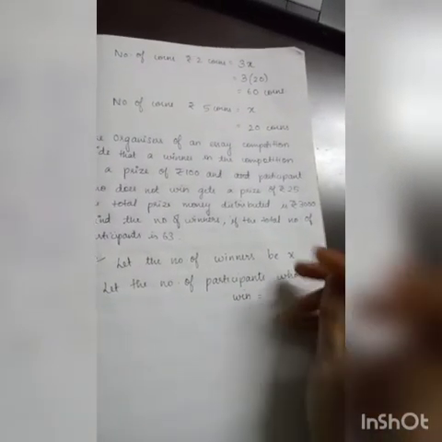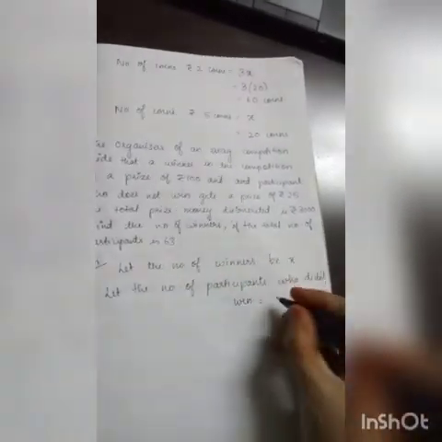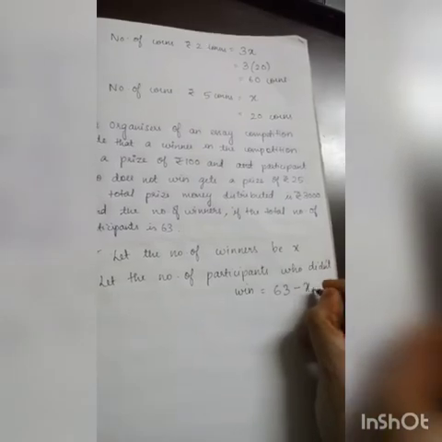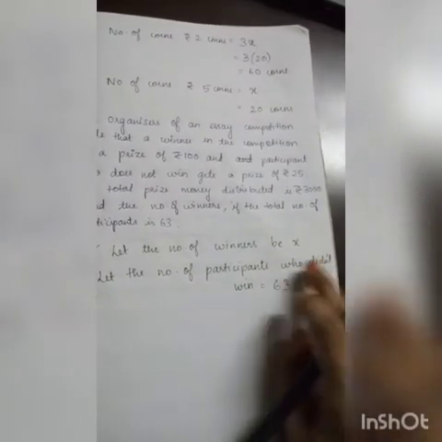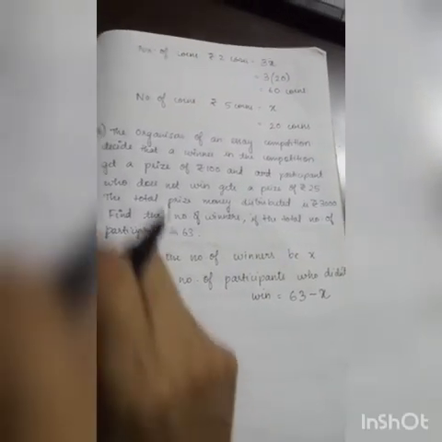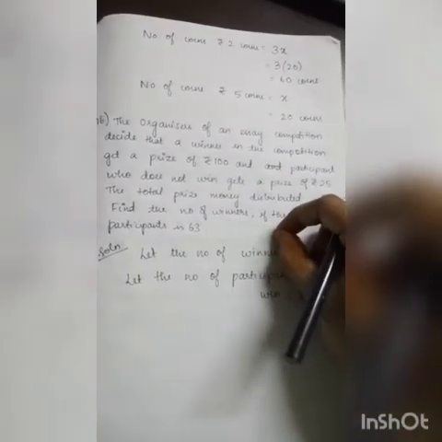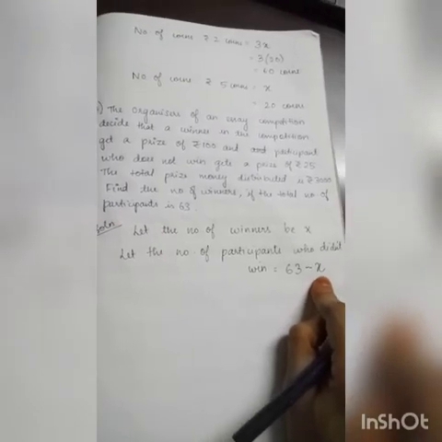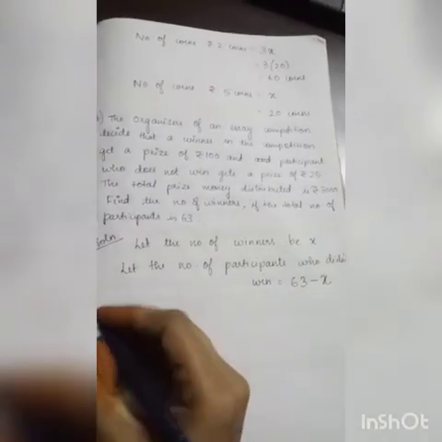How will you calculate? This is my total number of participants, 63. If you subtract the winners from the total number of participants, will you get the number of participants who didn't win? Yes. Let the number of winners be x. From the total number of participants, if you subtract the winners, I get the members who didn't win. So 63 minus x is the number of participants who didn't win.